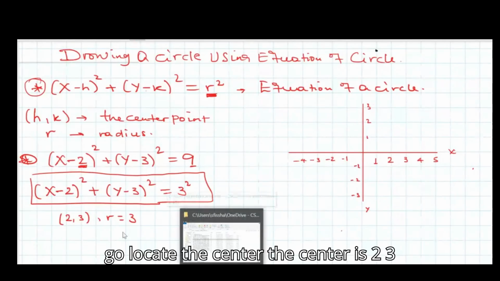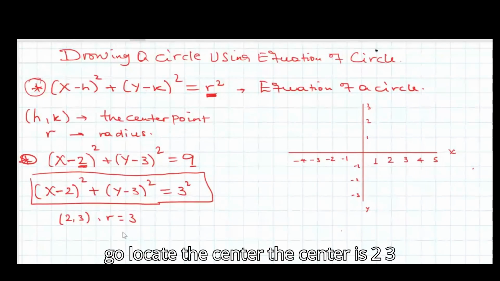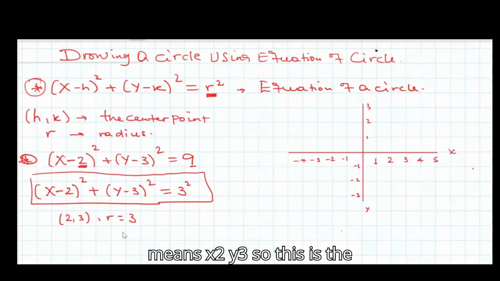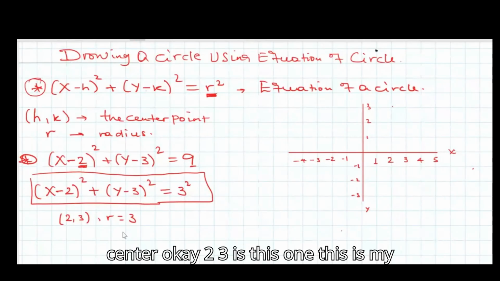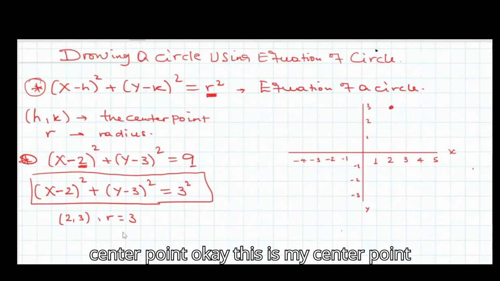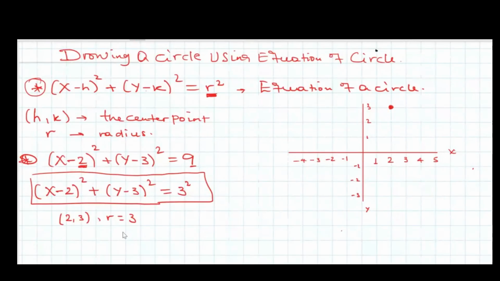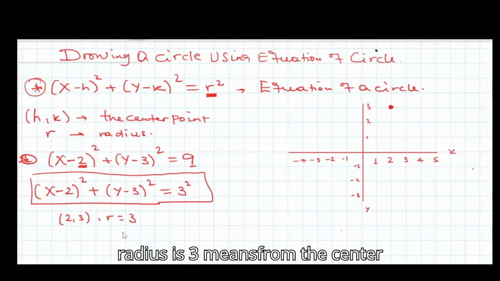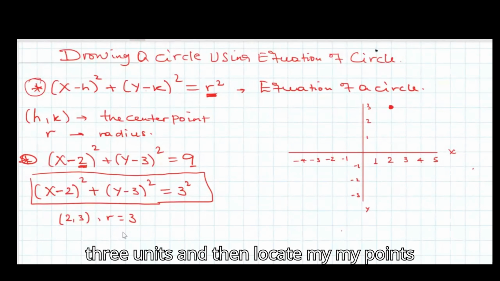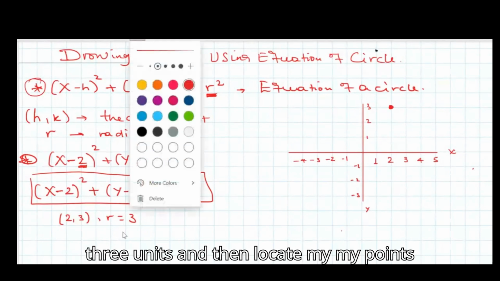So go locate the center. The center is (2, 3), which means x is 2, y is 3. So this is the center, (2, 3). This is my center point. If this is my center point and the radius is 3, it means from the center point in all directions I have to go 3 units and locate my points.